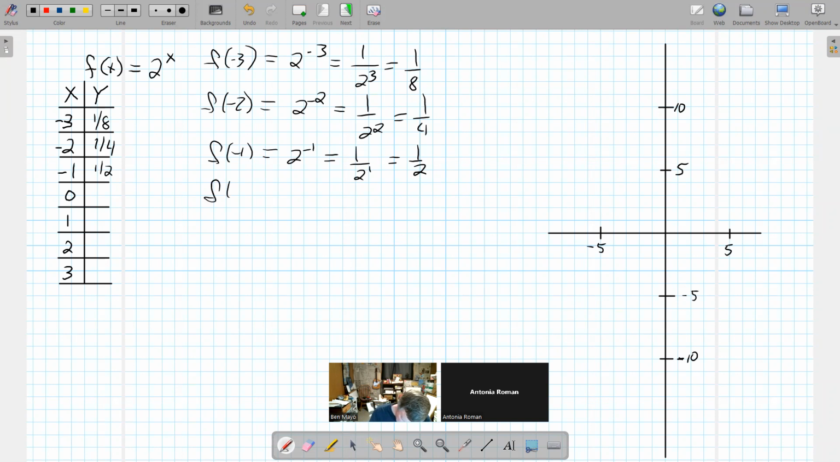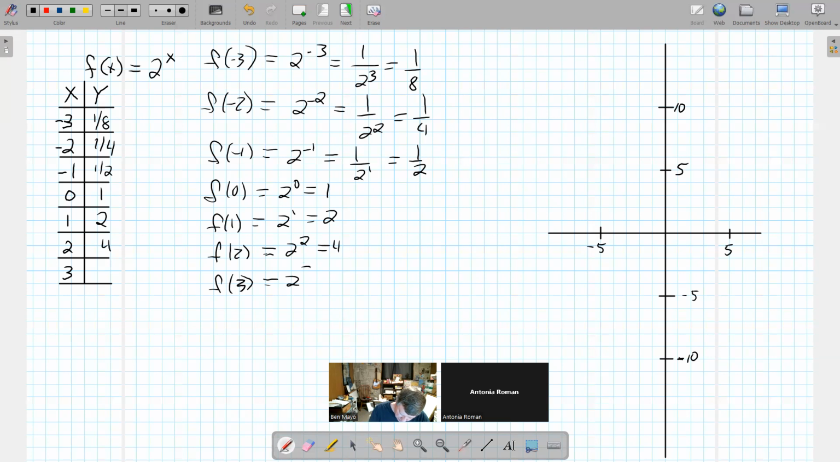If x is 0, f of 0 equals 2 to the 0 power. Recall that when the base is anything other than 0, and it's raised to the 0 power, that's equal to the number 1. If x is 1, f of 1 is 2 to the 1 power, which is 2. If x is 2, f of 2 equals 2 to the 2nd power, which is 4. If x is 3, f of 3 equals 2 to the 3rd power, or 8.